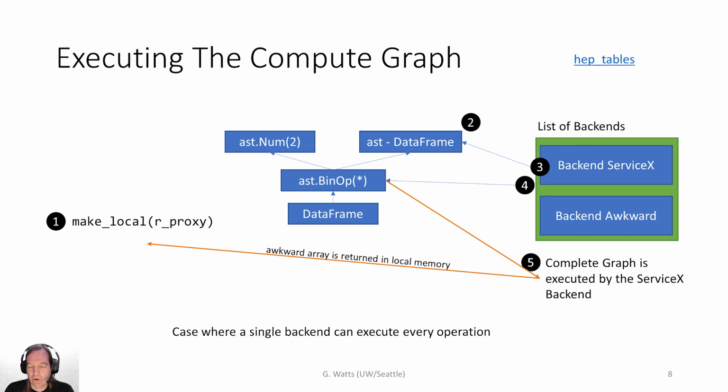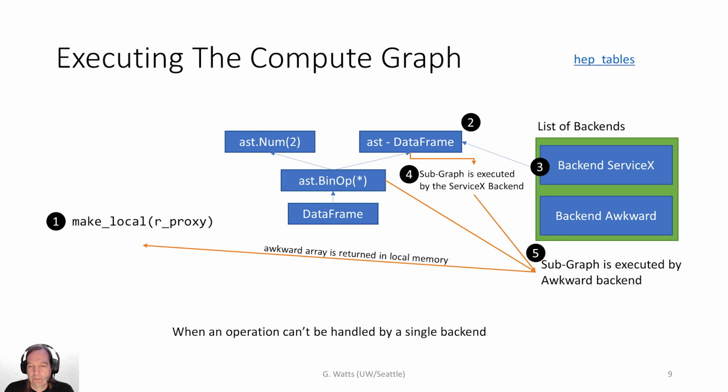Once it's accumulated all the nodes that can be executed by the ServiceX backend, it asks the backend to render the data as awkward arrays. In this particular case, this is the final answer, and so the awkward array is returned in local memory to the user. This is an example of where a single backend can execute every operation in the requested tree. Of course, multiple backends may be required.